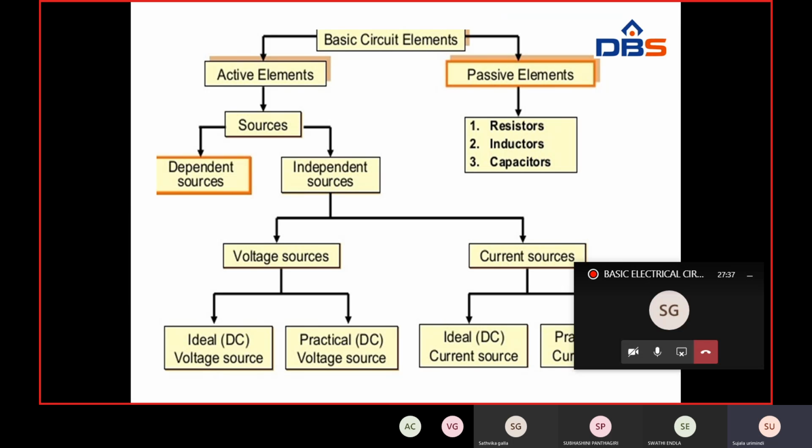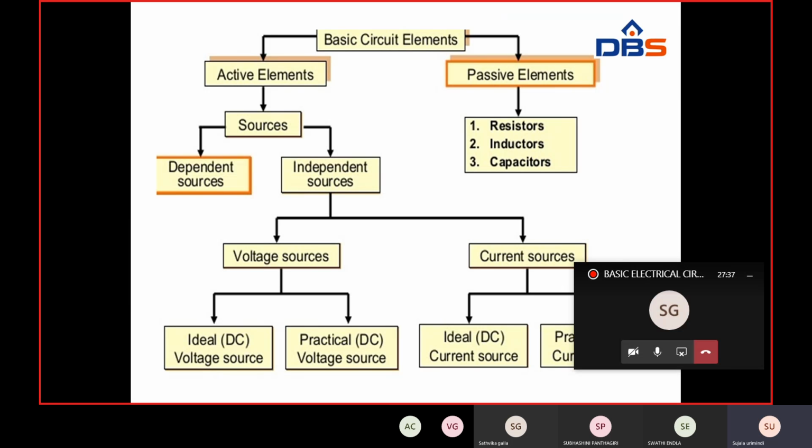And for the inductor, the letter used is L and the unit is the Henry. The behavior of the inductor is that it opposes sudden changes of current. And the capacitor opposes sudden changes of voltage. For the capacitor, the letter used is C and the unit is the farad.